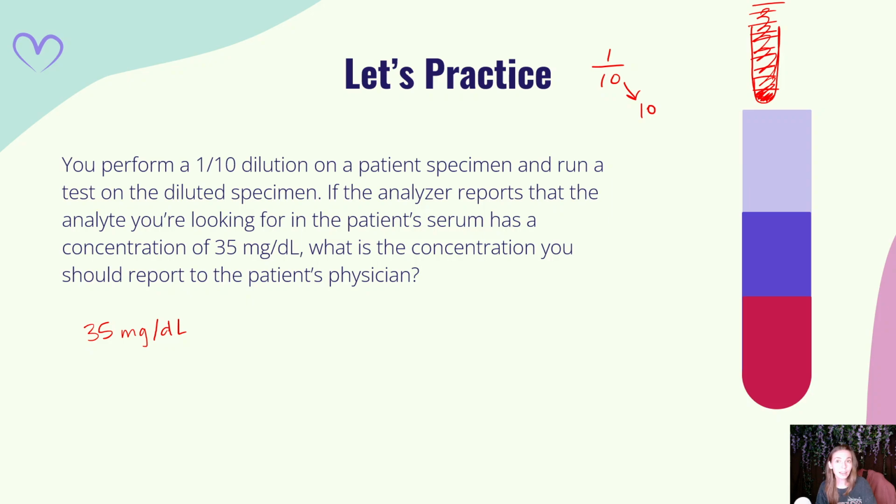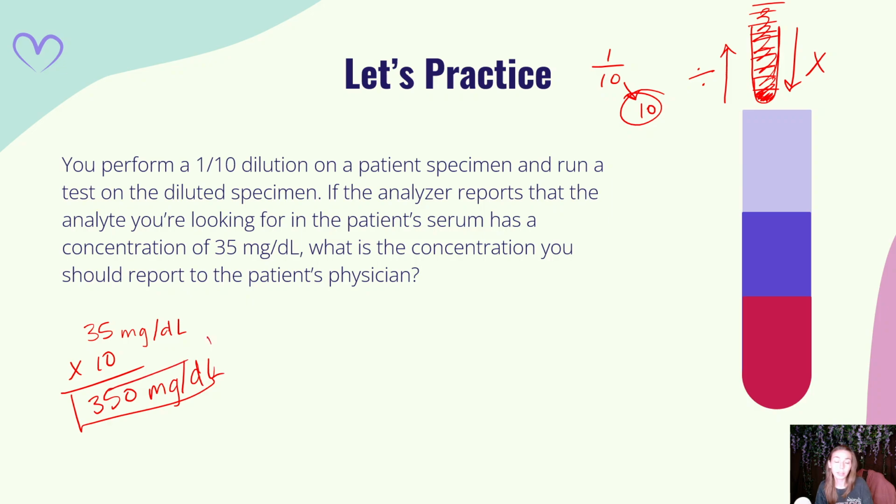How do I reverse that? Well, if one direction would be dividing, the opposite of dividing is multiplying, right? So 35, in this case, our dilution factor is a factor of 10. So we're going to do 35 times 10. 35 times 10 is 350. So the value that you should report out, the value of your original concentration, is 350.